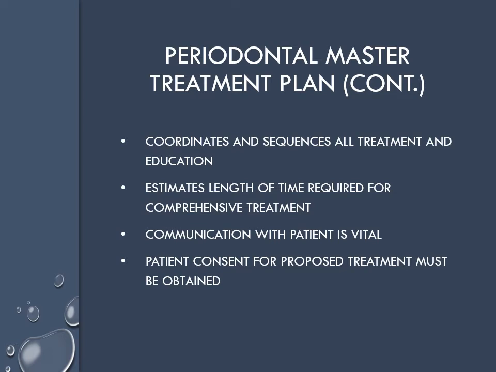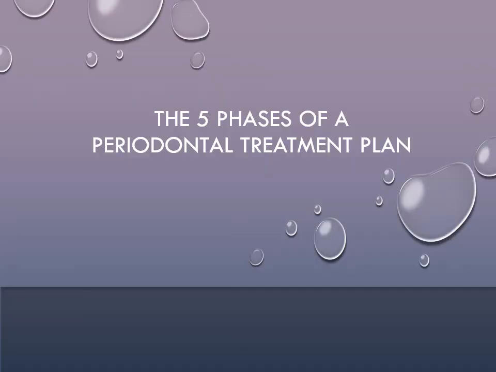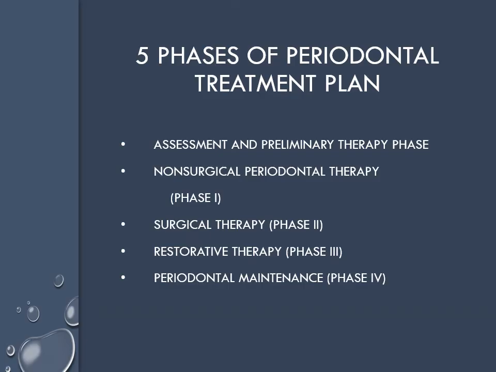That is absolutely vital. We have to keep the patient involved, and ultimately, the patient has to consent to this treatment. So if we don't explain it thoroughly to them, they can't consent, so we won't have informed consent. As far as the 5 stages of the periodontal treatment plan, it's going to go in this manner. First we're going to assess and do the preliminary therapy phase, and then we'll move to non-surgical periodontal therapy, phase 1, surgical therapy, phase 2, restorative is 3, and periodontal maintenance is phase 4.